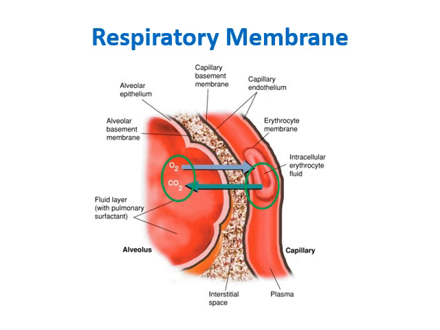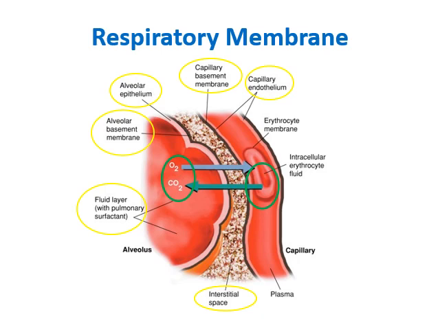It includes a layer of fluid lining the alveoli and containing surfactant that reduces the surface tension of the alveolar fluid, the alveolar epithelium, which is formed of one layer of epithelial cells, an epithelial basement membrane, a very thin interstitial space between the alveolar epithelium and the capillary membrane, a capillary basement membrane, and the capillary endothelial cells.